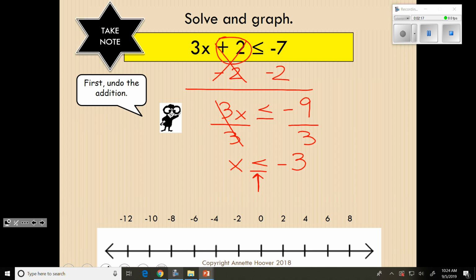So to show this range of numbers that could be the possible solutions, we graph it on a number line. We go to negative 3 on the number line, and we put what we call a filled-in dot to indicate that it could be negative 3. It could also be any number less than negative 3, so we indicate that by putting an arrow going to the left.